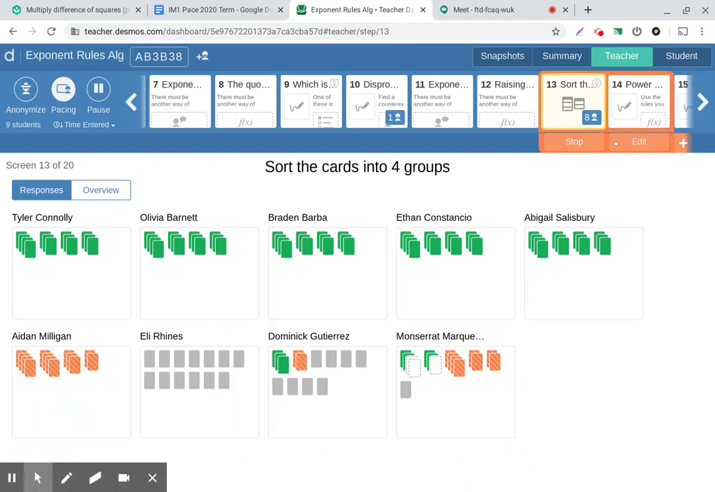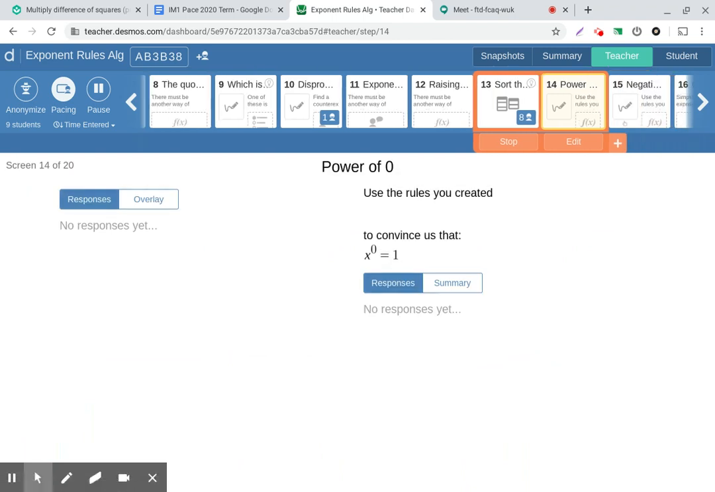All right. Let's go to 14. Very classy. You playing dead, Toby? All right, 14. Prove it. Ugh, more proving. Yeah, prove that. Sorry. Prove that x to the 0 is 1.